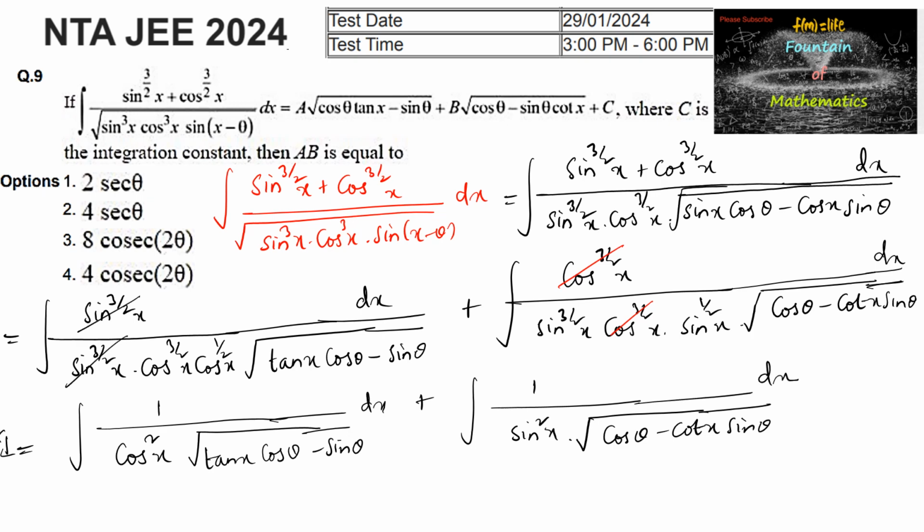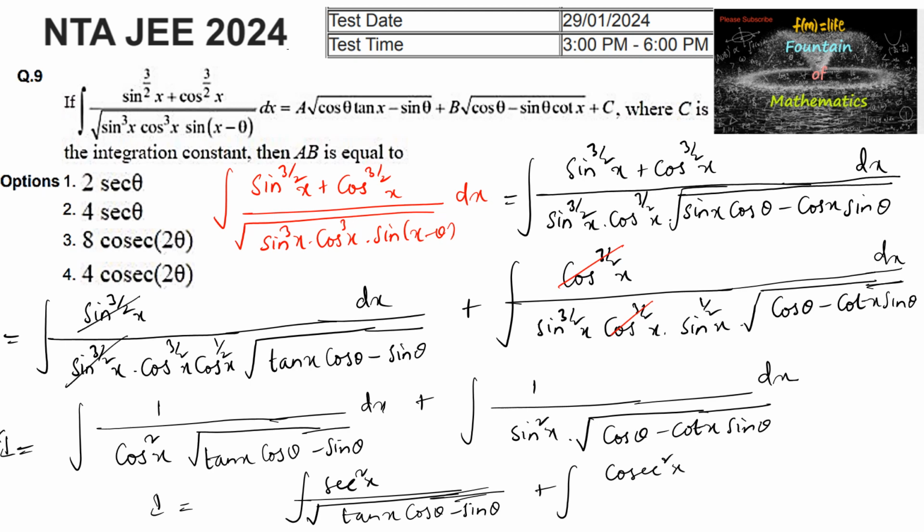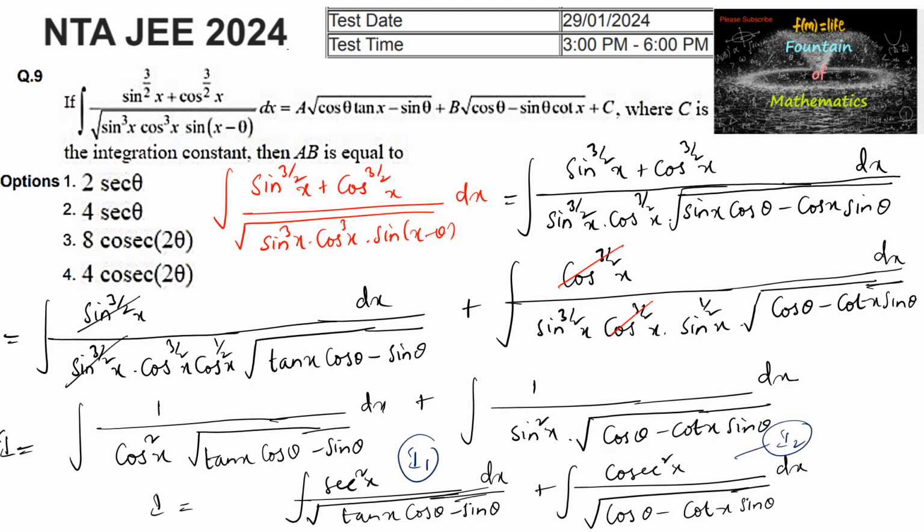So 1 upon cos square we can also write as secant square upon root of tan x into cos theta minus sin theta, plus again integral 1 upon sin square is cosecant square upon root of cos theta minus cot x into sin theta dx. So let us consider these two as I1 and I2. So this is I1 integral and this is I2 integral. Let us simplify it separately.